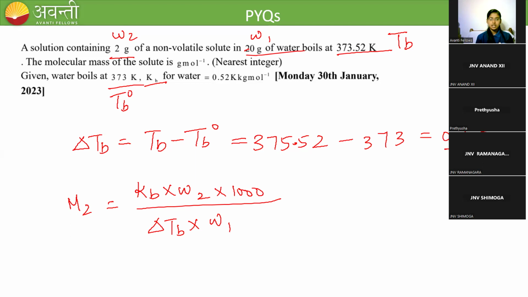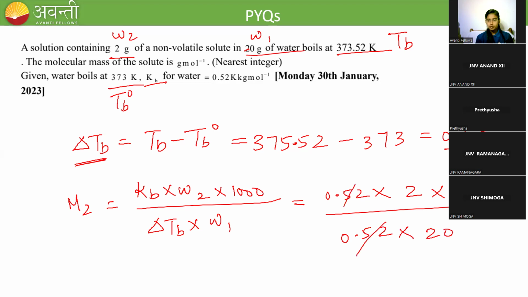So substitute this delta TB value in this formula. Kb is 0.52 and mass of the solute is 2 gram, into 1000, divided by delta TB, which is 0.5, into mass of the solvent, which is 20. So 0.5 and 0.52 get cancelled. Each 0 and 2 will get cancelled. So the remaining molar mass is equal to 200. Sorry, it is 100. No, it is 100 gram per mole. The molecular mass of the solute is 100 gram per mole. Okay. Clear?